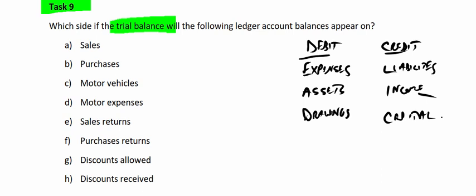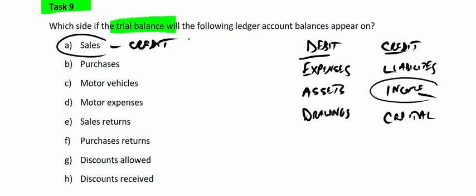So actually, if we just go down the different ledger account balances, thinking about which side they sit on. Starting with A, sales. Well, what is sales? Well, sales is income. So I think your sales figure will want to sit on the credit side of the trial balance. Purchases. Well, purchases are an expense of the business. Expenses are on the debit side.